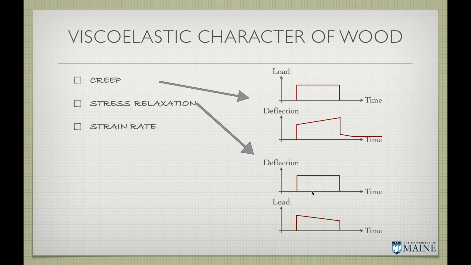In stress relaxation, the load required to maintain that constant deflection decreases over time. So my boundary condition is I am causing a certain deflection. I'm not allowing that deflection to change. The force required to maintain that deflection will decrease. So on a press, if it's a position controlled press and you can record hydraulic pressure, you'll actually see the required hydraulic force drop over time.